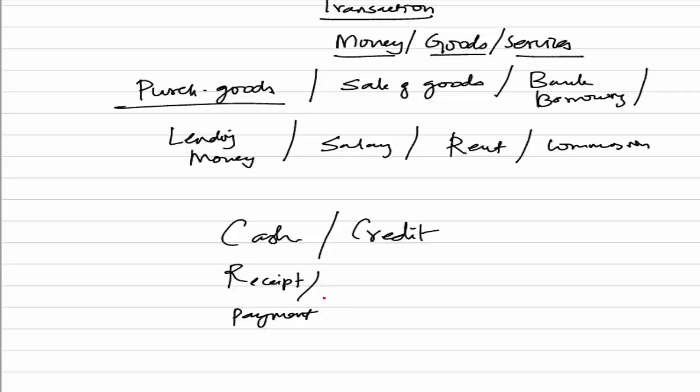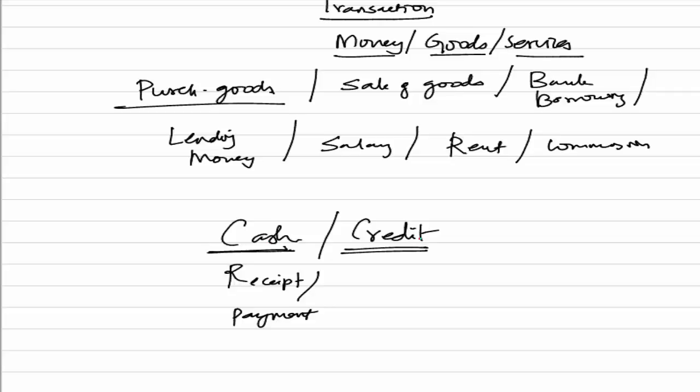So cash transaction is one where the cash receipt or payment is involved in the transaction. Say for example, you purchase some goods by paying cash, it is a cash transaction. You sell something and realize cash, it becomes a cash transaction. Then what is credit transaction?